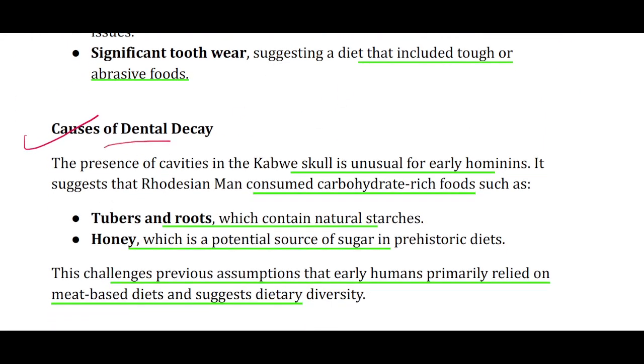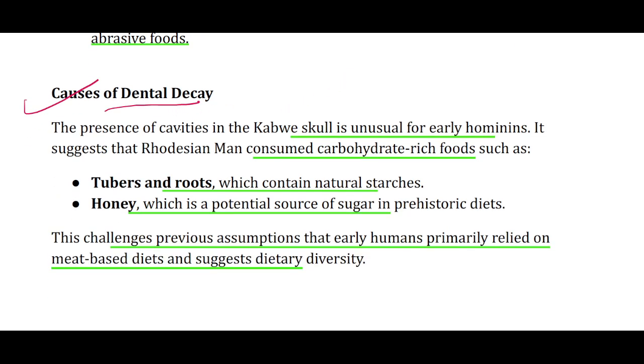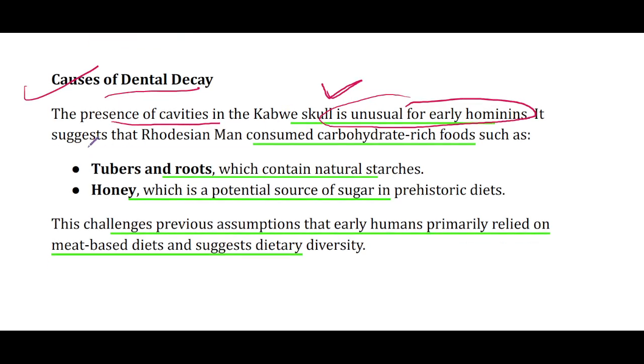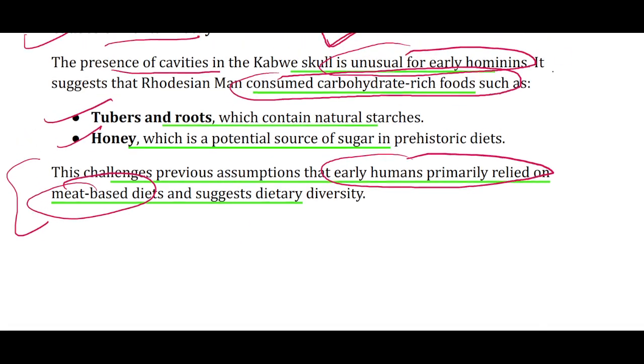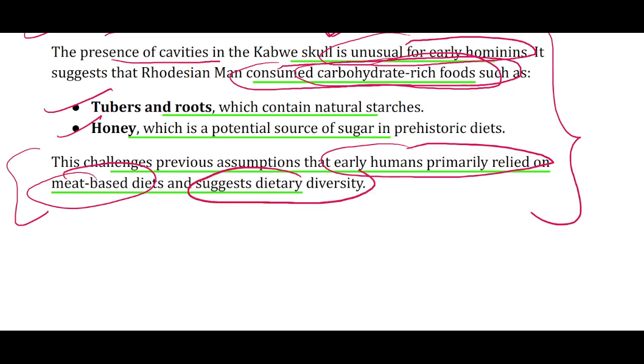Now, cause of dental decay. So, first, presence of cavities in Kabwe skull is unusual for early hominins because this thing has not been reported in other skulls or other hominin fossils. And the presence of cavities suggests that Rhodesian man consumed carbohydrate-rich foods such as tubers and roots and honey. And this challenges previous assumption that early humans primarily relied on meat-based diet, and here starch-based or carbohydrate-rich diet suggests dietary diversity.